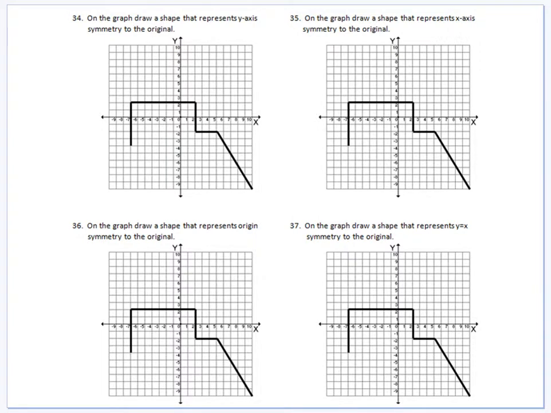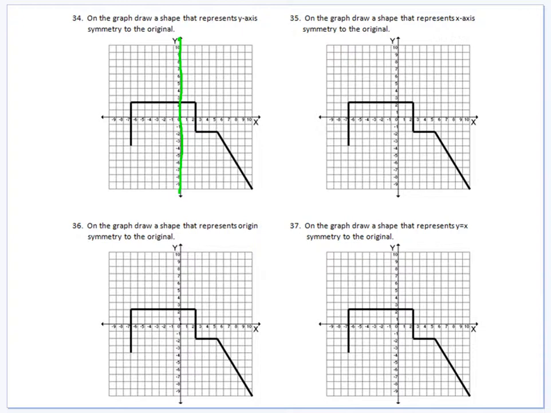Okay, 34. Draw a shape that represents y-axis symmetry. So we need to fold this thing across the y-axis. So we're going to try to fold it right down this one. Fold it down the y. So everything that's to the left is going to go to the right, and everything to the right is going to go to the left.